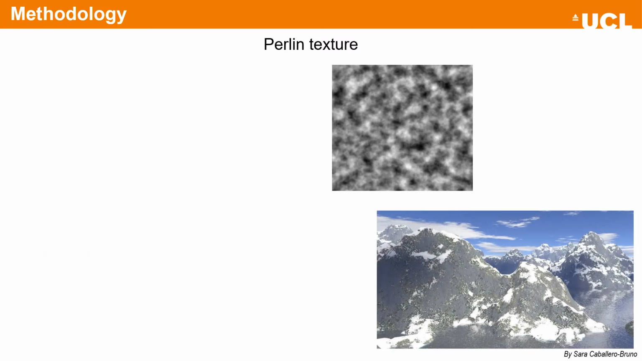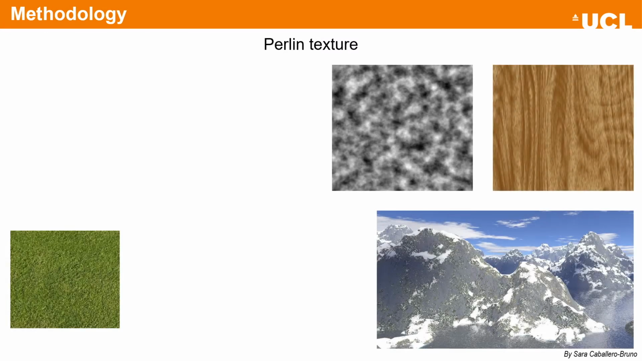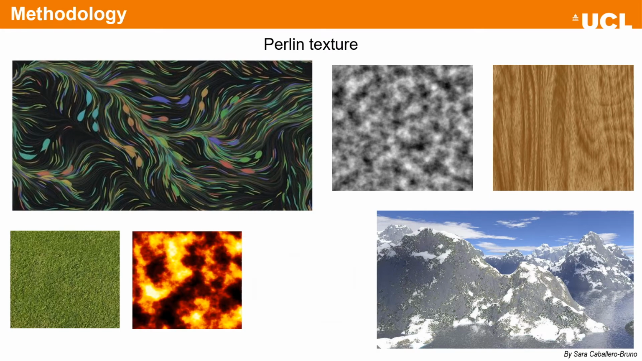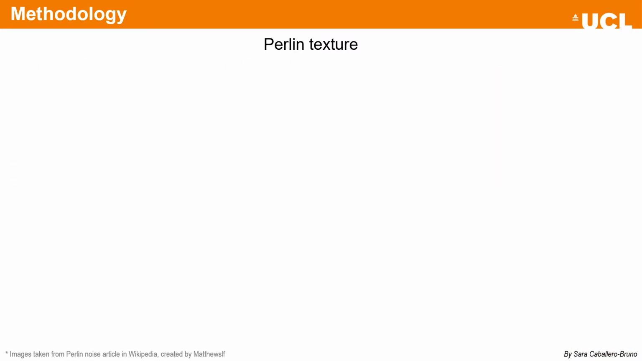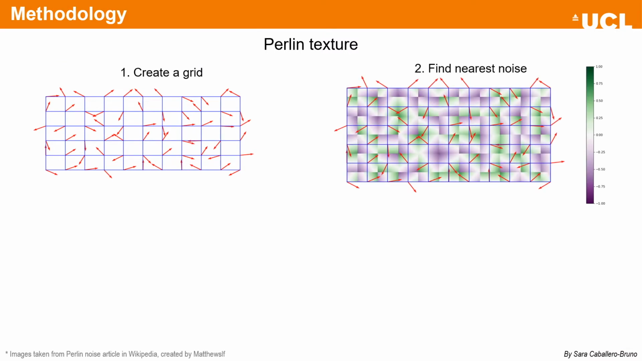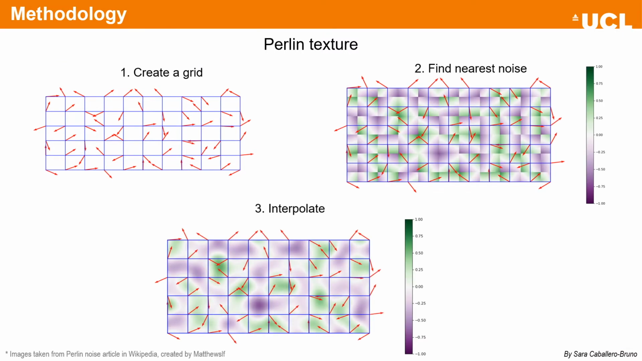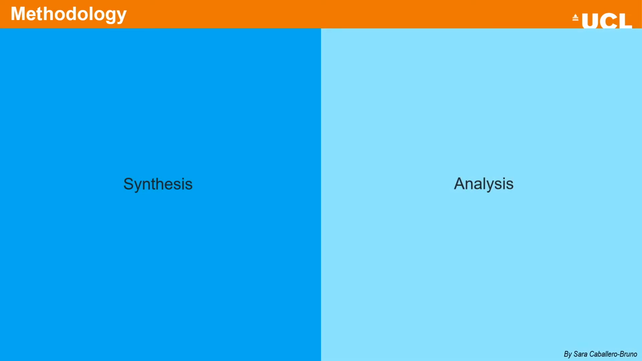Firstly, we need to establish our dynamic texturing algorithm, Perlin texture. Perlin texture or noise is a commonly used dynamic texturing algorithm for stochastic textures. It follows a three-step algorithm which divides the space into a grid, finds the nearest noise, and then interpolates. So, there are two main stages of our project: synthesis and analysis.